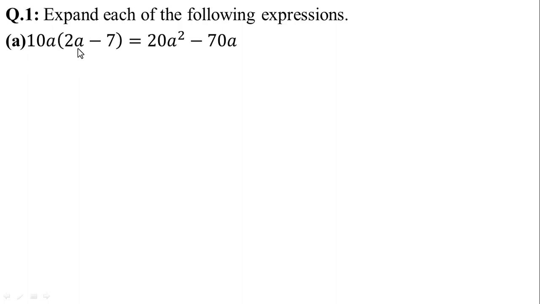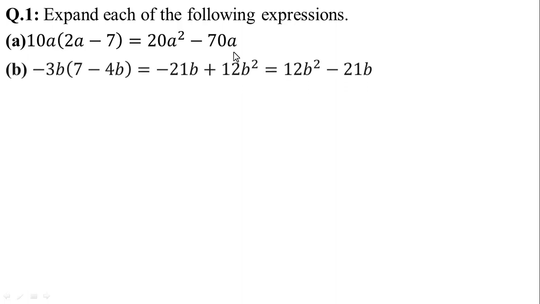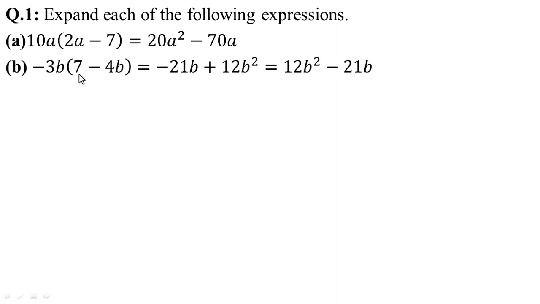10a is multiplied by 2a and also minus 7. So we have 10 twos are 20, a multiplied by a is a square. 20a square minus 10 sevens are 70a. So the answer is 20a square minus 70a. In the second part, minus 3b into 7 minus 4b. Here, minus 3b is multiplied by 7 and also 4b.